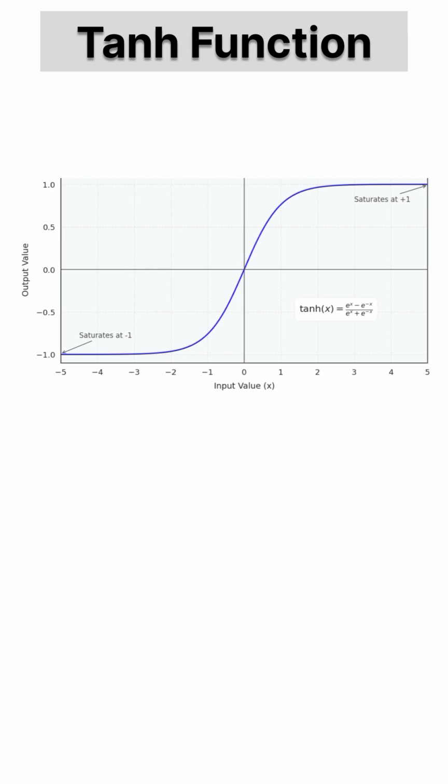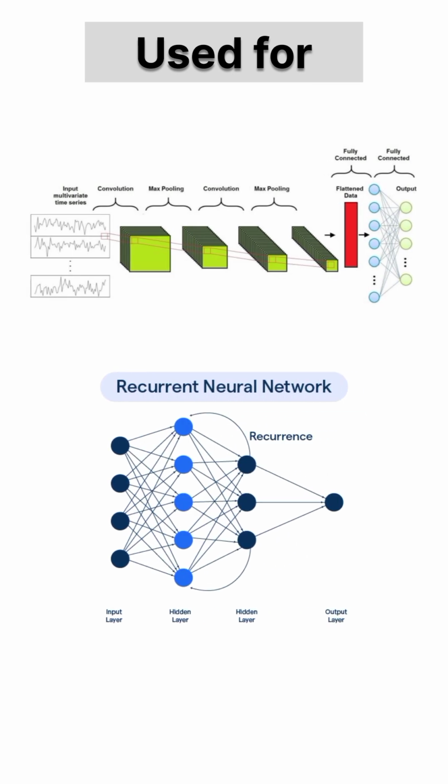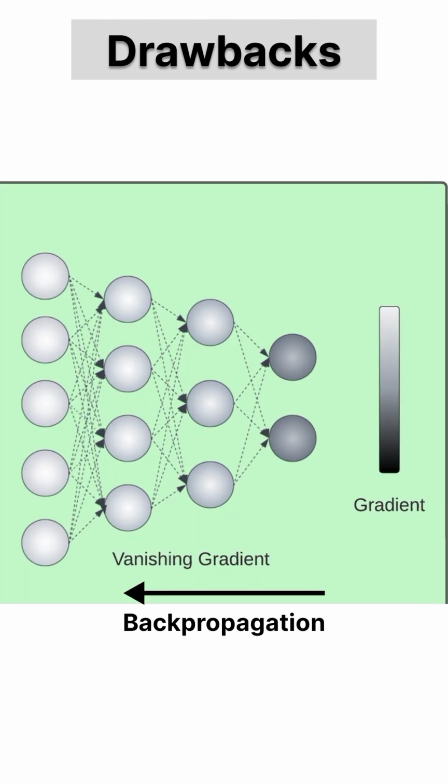Next is tanh. Tanh is similar to sigmoid but its output ranges from -1 to +1, making it zero-centered. This helps the model learn better than sigmoid, especially in tasks like time series or RNN. However, tanh suffers from the vanishing gradient problem.